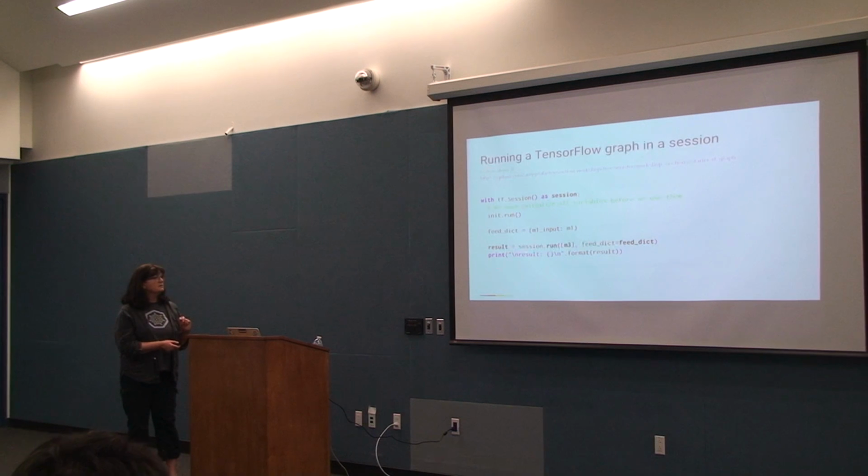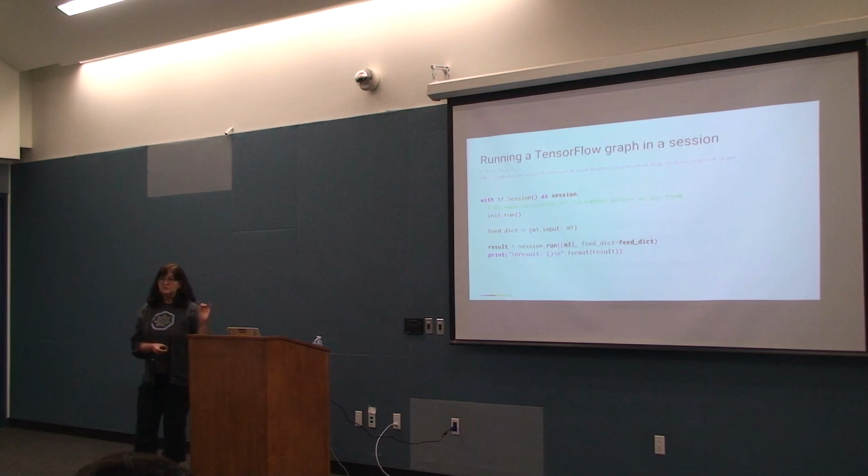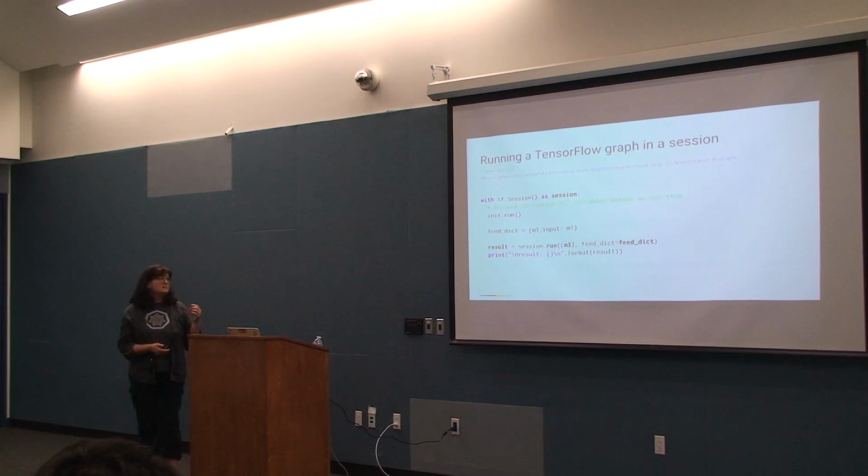So here, we're calling session.run. We're passing it an array of nodes in the graph that we wish it to evaluate. In this case, only M3. So we're saying evaluate M3, and then we're passing it the feed dict, which is the mappings from placeholders to the inputs that we want to use for those placeholders.